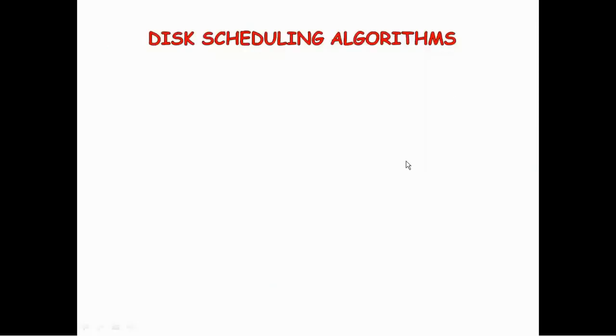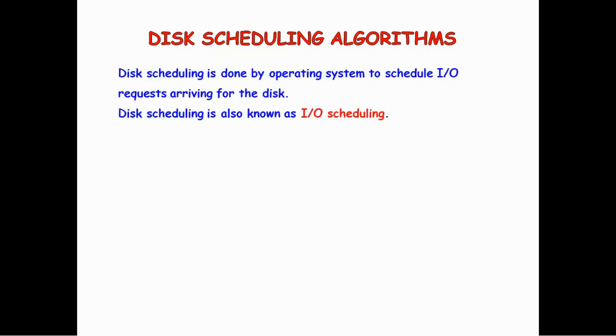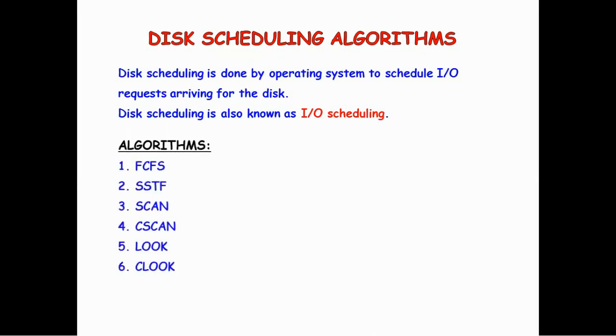Let us see disk scheduling algorithms. Disk scheduling is done by the operating system to schedule I/O requests arriving for the disk. Disk scheduling is also known as I/O scheduling. The following are the algorithms we are going to see today. Let us see FCFS disk scheduling first.